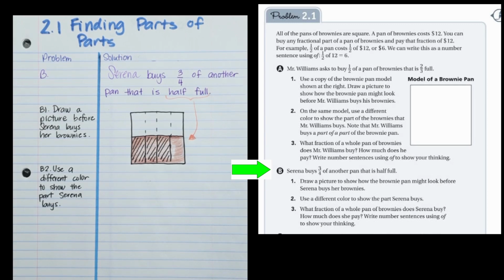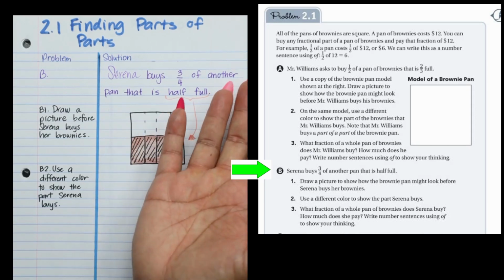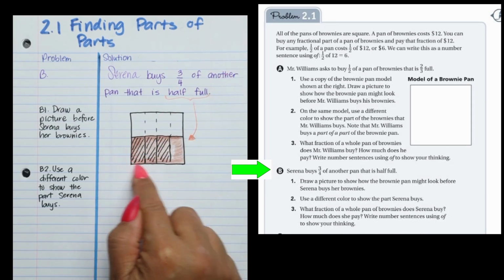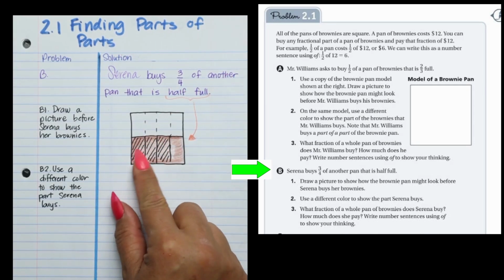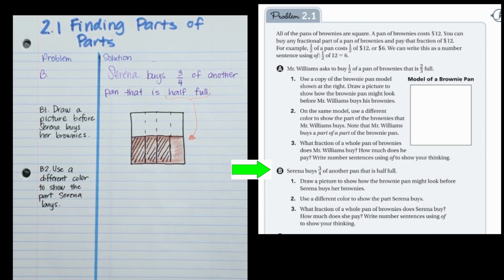All right. So she has half a brownie pan for sale, and she only wants to buy 3/4 of that. So she's buying these 3 pieces out of the 4 that's left. Let's go to the next problem. What fraction of a whole pan of brownies does Serena buy?